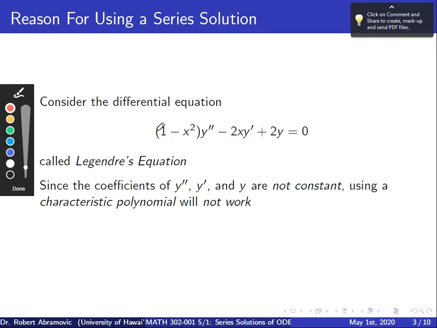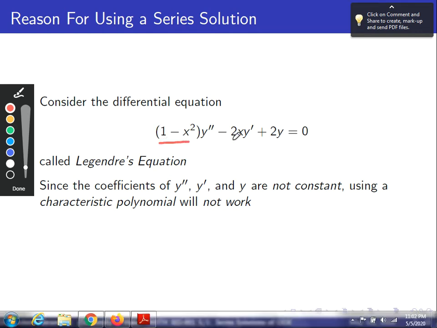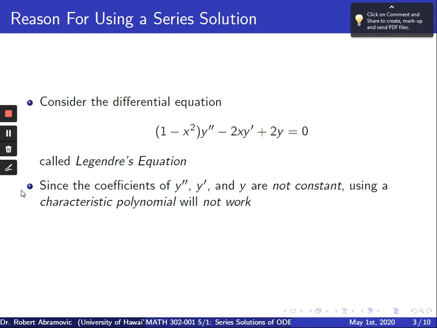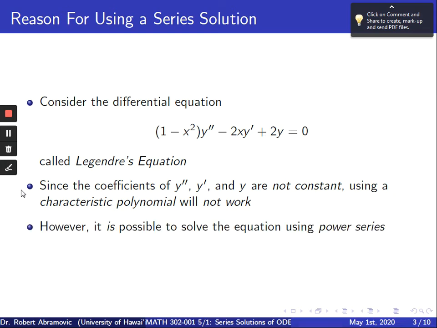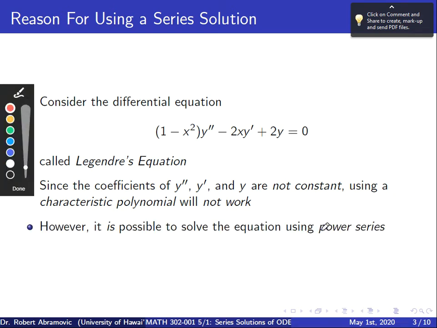So what are the coefficients here? 1 minus x squared, 2x, and 2. Okay, 2 is constant, but 2x and 1 minus x squared, they're not constant. So we can't just use the characteristic polynomial approach for a higher order ODE. However, we can solve the equation using power series.